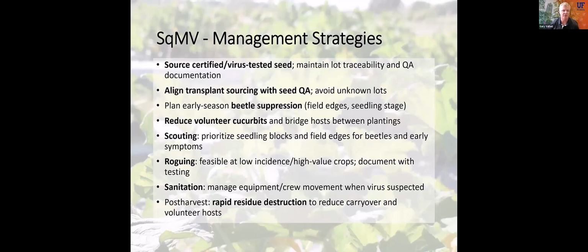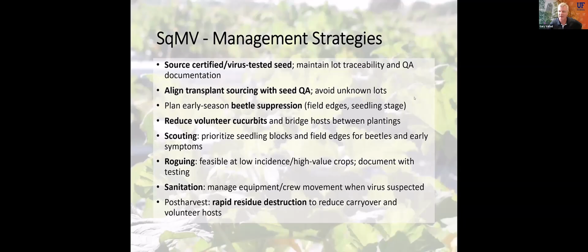Squash mosaic virus management strategies include, of course, sourcing certified or virus-tested seed from certified lots that have been tested for the virus, maintaining lot traceability and quality assurance documentation. And not just for the seed. If you're purchasing transplants from a third party operation, make sure that the lots of seed or transplants you're getting are also coming from a tested source as well.